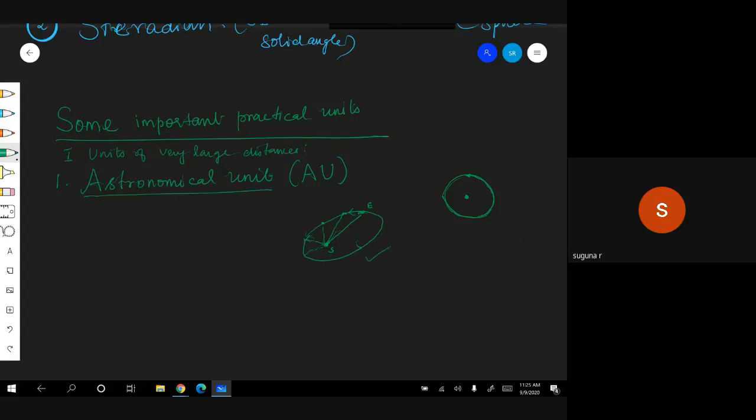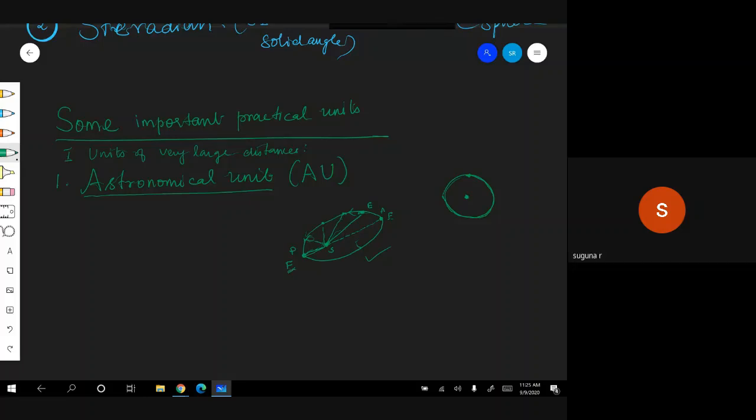But here, because it is moving in an elliptical orbit, the distance will be varying every now and then. So this is the shortest distance between the Earth and the sun, when the Earth comes here. It is what is called perigee. And when Earth is here, this is what is called apogee, the maximum distance between the Earth and the sun. Therefore, every instant, the distance between the Earth and the sun is continuously varying.